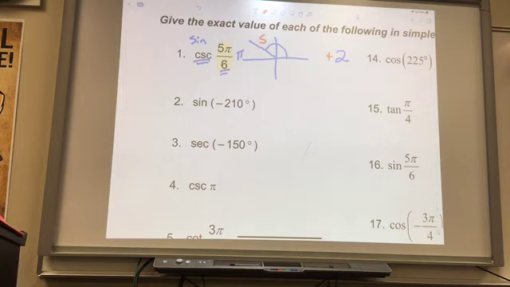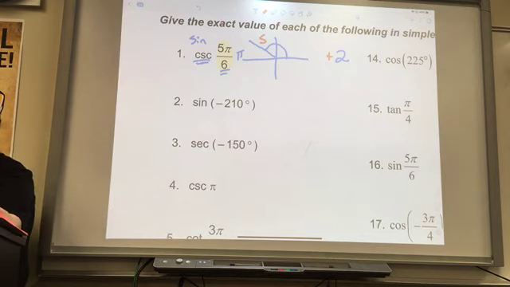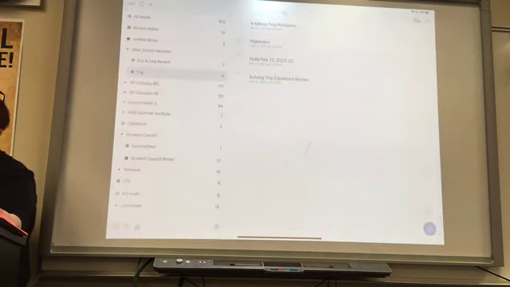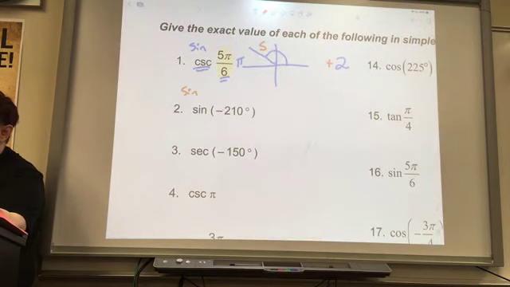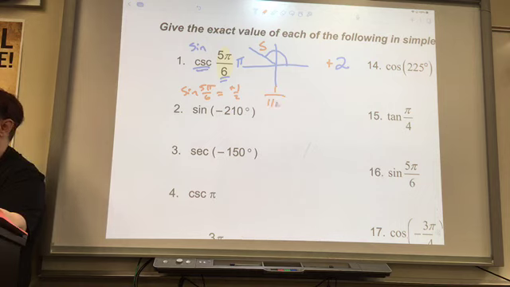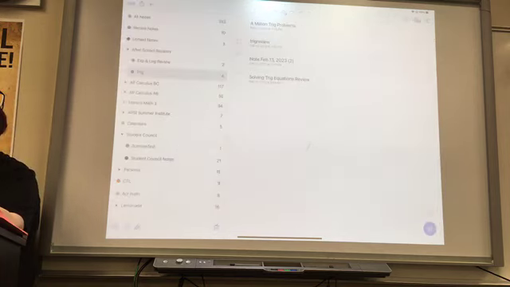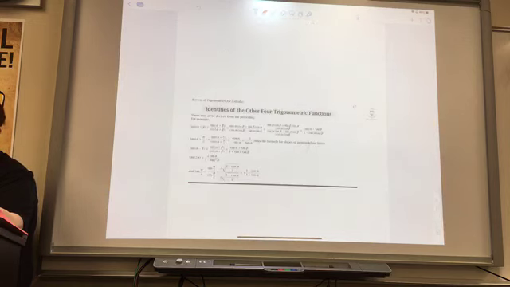Is it bad that I'm wrong? Why does it say that? Remember, isn't that just 1 over sine? Yeah. So if I asked you what the sine of 5 pi over 6 is, it would be 1/2 and it would be positive. Cosecant's 1 over sine. What's 1 over 1/2? 2. Just look at it. What's 1/2 flipped? Yeah, you flip it.